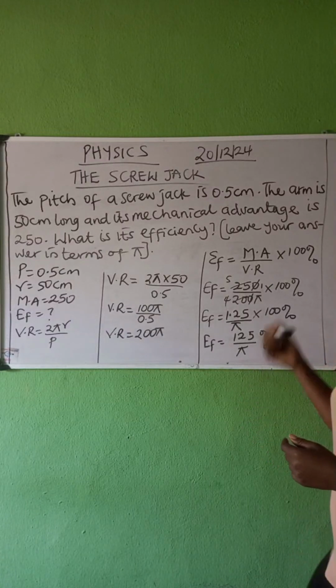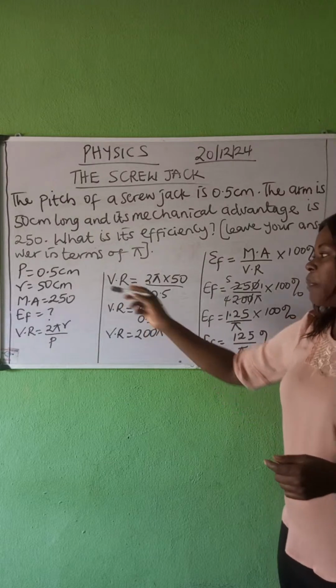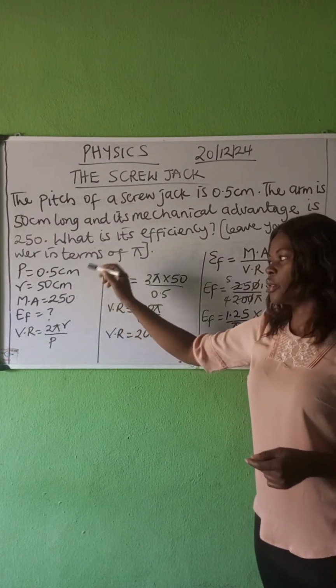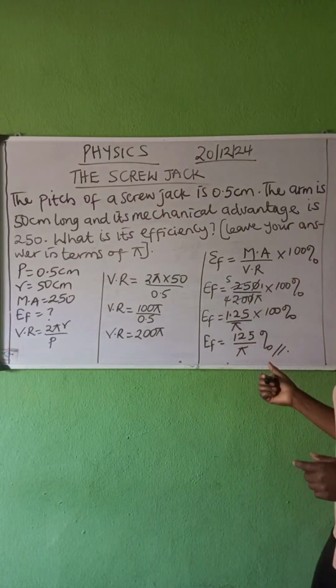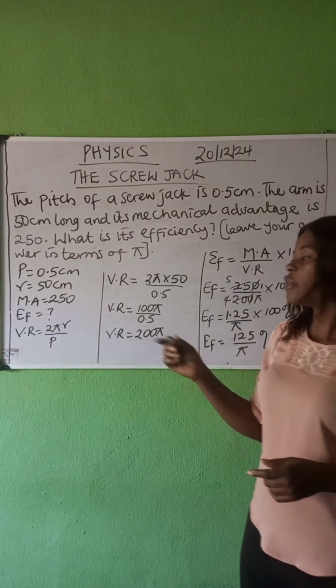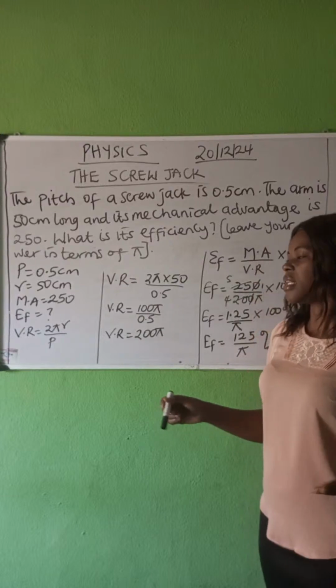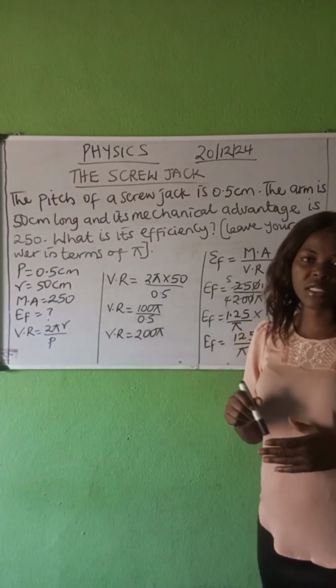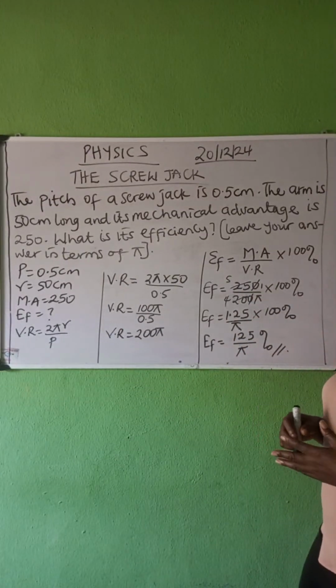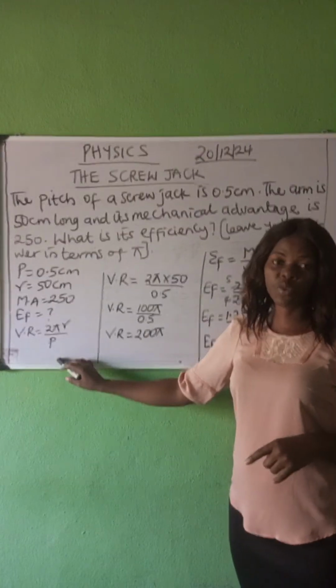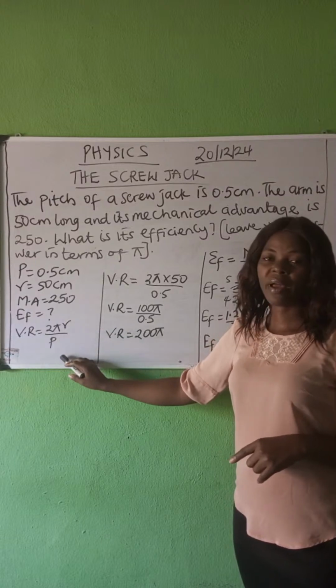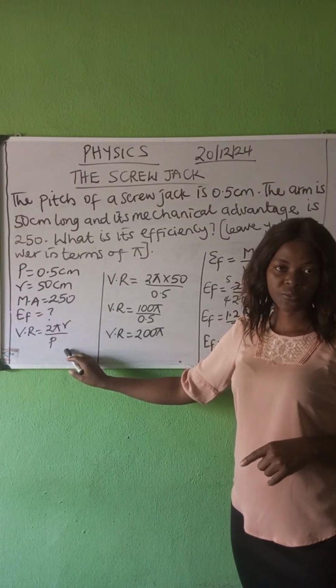We are going to solve it by stating our parameters. Our pitch is 0.5 centimeter. Our radius is 50 centimeters. And we're given our MA, which is mechanical advantage, to be 250, right? Now we are looking for efficiency. Before we can solve for efficiency, we must first solve for our velocity ratio, which the formula is 2 pi r over what? Pitch. Is that clear?